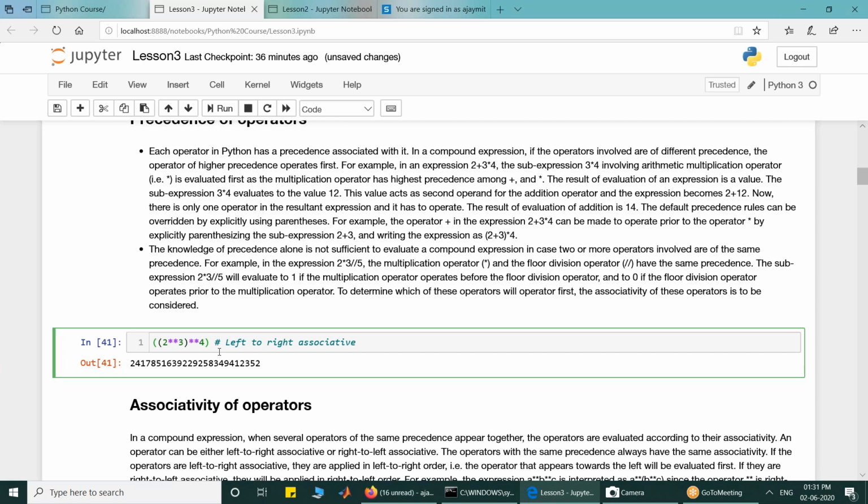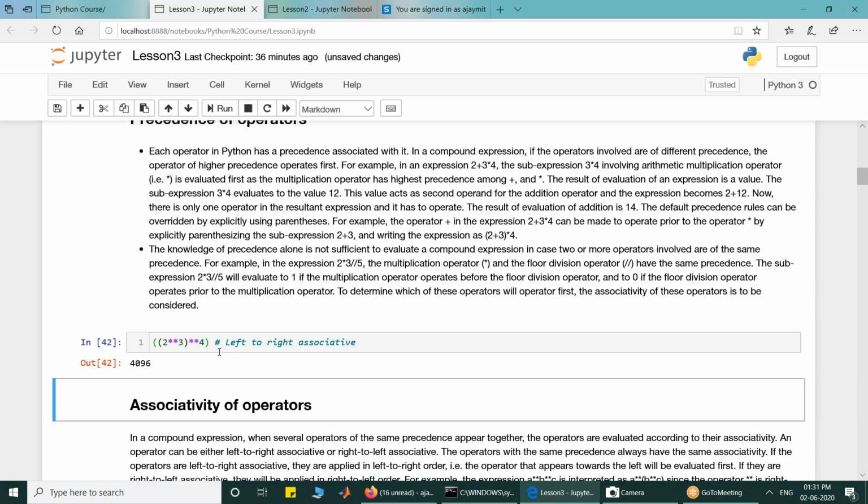So in this case, if I do it, 2 raised to power 3 will be computed first. That comes out to be 8. And then it comes out to be raised to power 4, which comes out to be 4096. So you have to clear your concept regarding the precedence and associativity of operators.